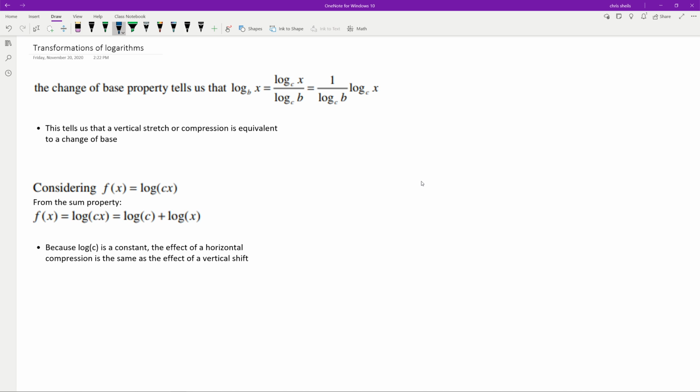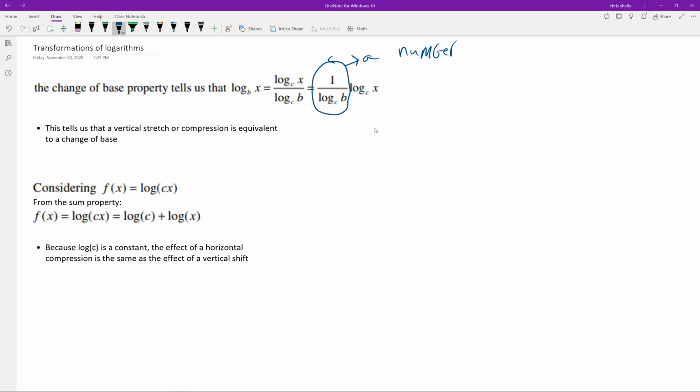Let me start that sentence over. The change of base property tells us that log base b of x is equal to log base c of x divided by log base c of b. We could also rewrite this as 1 divided by log base c of b times log base c of x. So notice that log base c of b, this denominator here, or maybe even we can say this entire 1 over that, right? This is just a number.